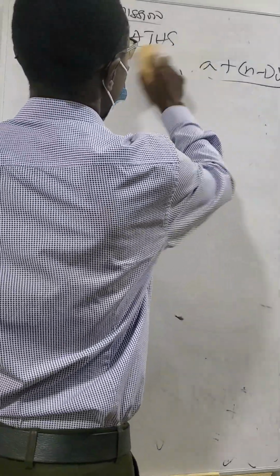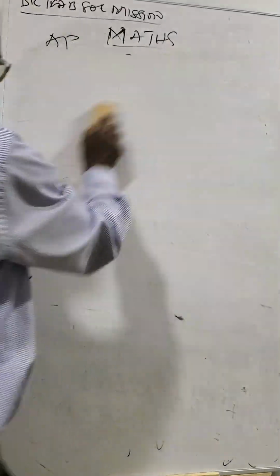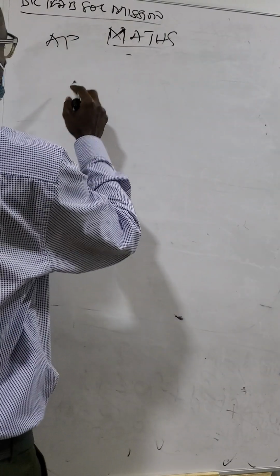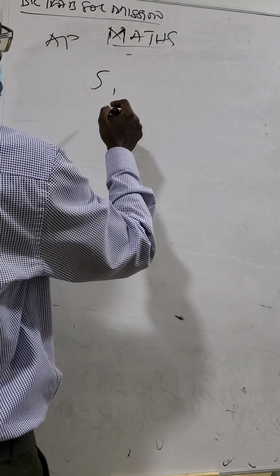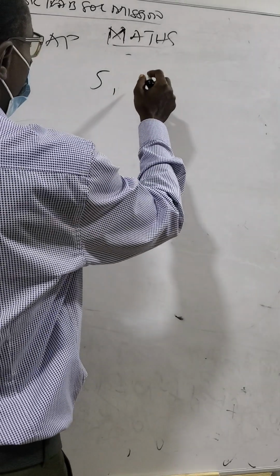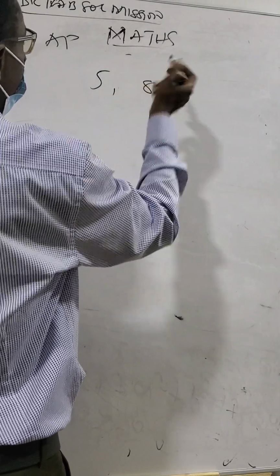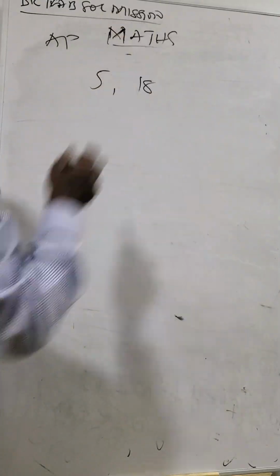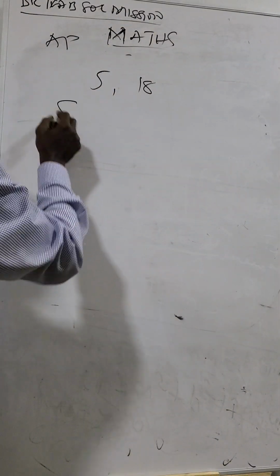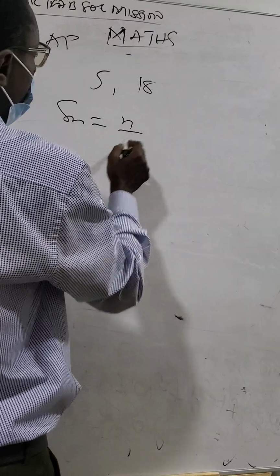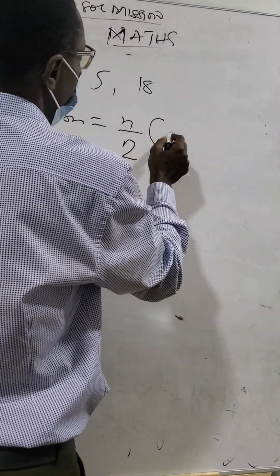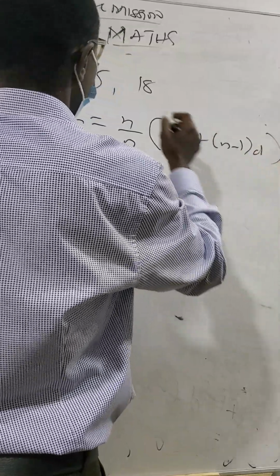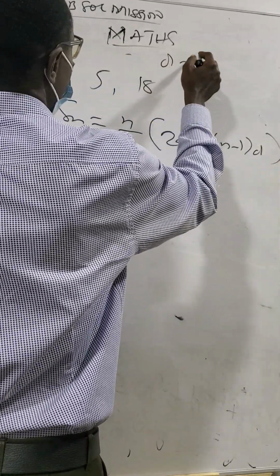Now, if you know the formulas, like I said, once you know the formula, it's about substitution. When a question is given to you, you only need to put in the figures. Maybe you were told the first term is 5, the seventh term is, let's say, 18. What's the sum? Then you know your sum is n over 2 into 2a plus (n minus 1)d. Then you are told the difference is, let's say, 2.